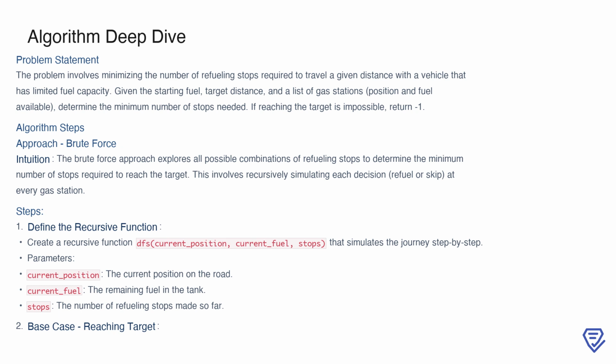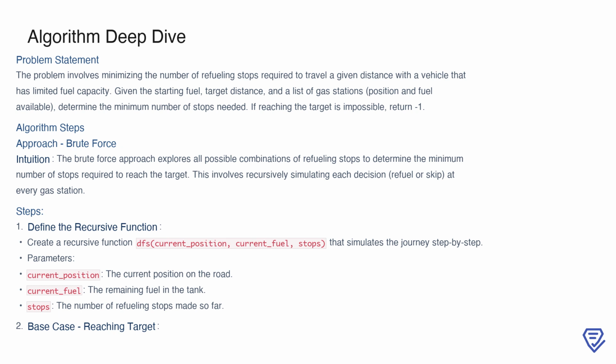To tackle this, the brute force approach relies on exploring all possible combinations of refueling stops. The intuition here is straightforward. For every gas station we encounter, we simulate the decision to either refuel or skip, and recursively calculate the number of stops needed for each choice. This will eventually allow us to identify the minimum number of stops required.